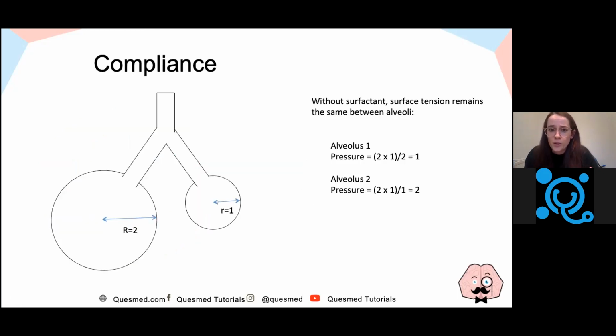You may have seen this picture before as well. So without surfactant, can you please go over the compliance balloon example, please?